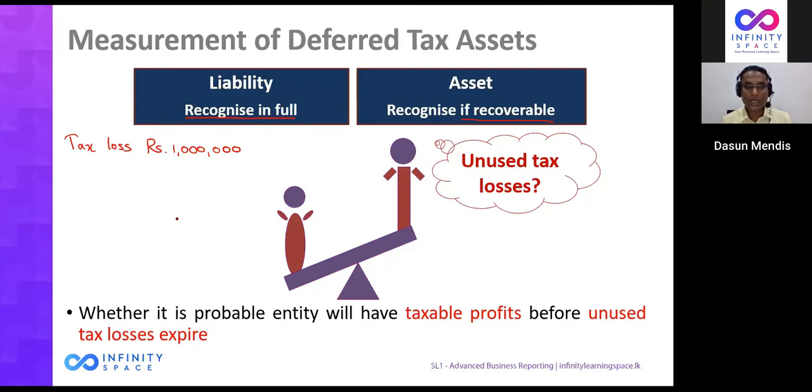Deferred tax adjustments are all about whether I need to pay more taxes in the future or less taxes in the future because of a temporary difference. Now, a tax loss is a scenario where I need to pay less taxes in the future because I can set off this tax loss once tax profits are available. Because of that, the organization considers this tax loss as a deductible temporary difference.